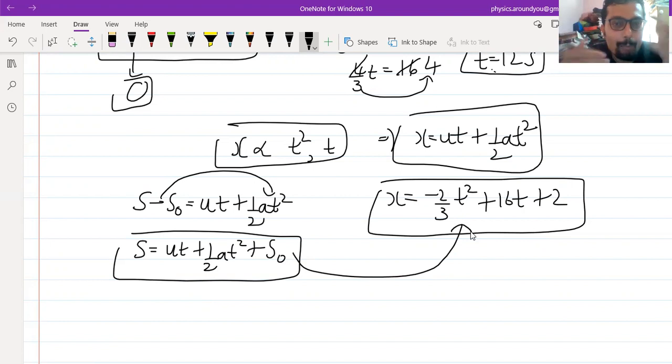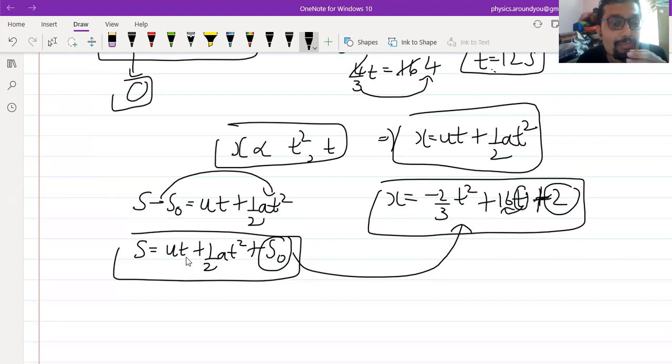What all properties can you get from the comparison itself? You can get many properties. First, what is the initial position of the particle? 2 meters from the origin, right or left? Right. Why right? Because it is plus 2. Good. Second, what is the coefficient of t here?